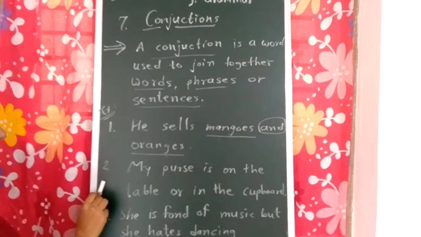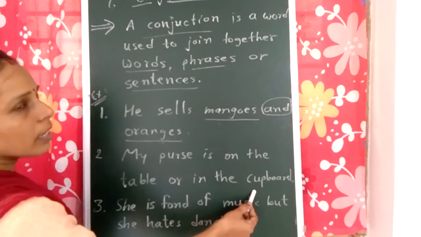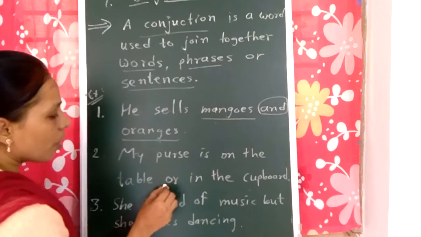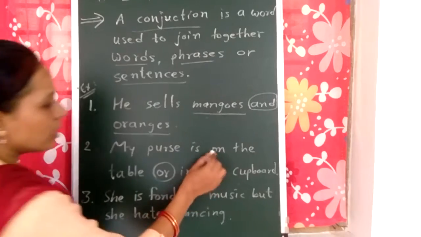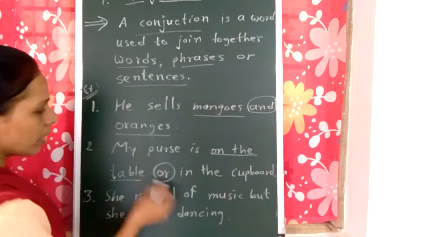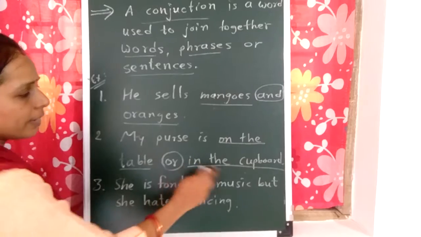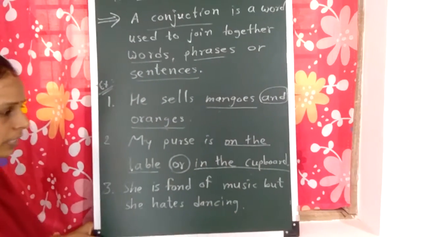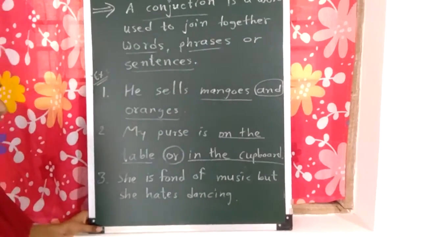Okay, in the second sentence, my purse is on the table or in the cupboard. Here 'or' is a conjunction and it joins the two phrases, on the table and in the cupboard. On the table and in the cupboard are phrases and 'or' joins these two phrases, right?